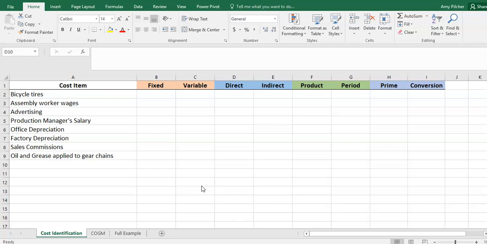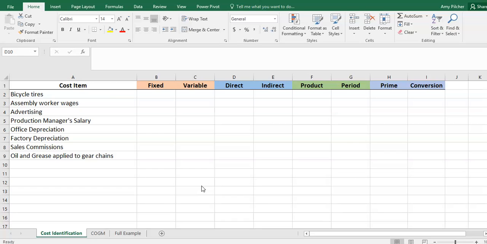items. So when we're classifying items, one of the things we want to determine first is if it's a product or a period item. Once we've determined if it's a product or a period item, then we can move to the other classifications. The other classifications are going to happen only for product-related items. So we're going to look at each cost item individually.